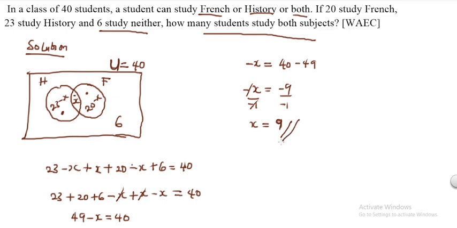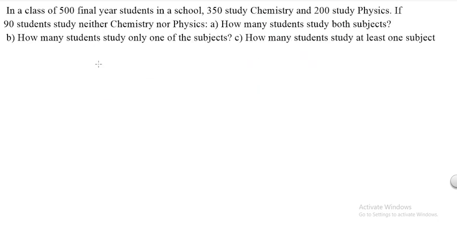Now let's look into another example. For this example, we are told that in a class of 500 final year students, 350 study chemistry, 200 study physics. If 90 students study neither physics nor chemistry, how many students study both subjects? Second question is saying how many students study only one of the subjects? The third question is saying how many students study at least one subject?